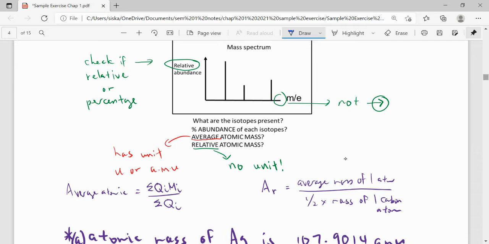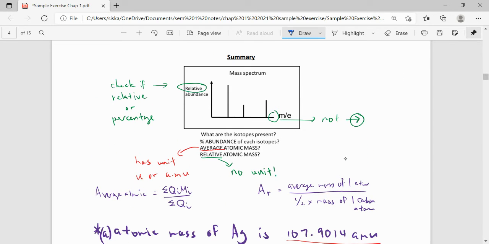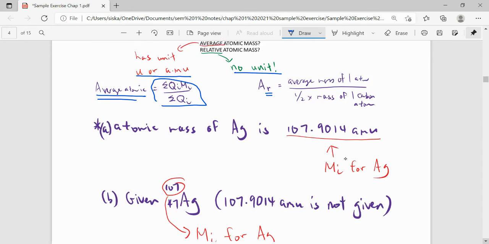Okay, summary. You must know how to draw the mass spectrum and check the y-axis. And then for the mass per charge, remember there will be no arrow. Then for average atomic mass, remember it has a unit and you must use the formula. And for relative atomic mass, there will be no unit for the final answer and you can use Ar. But for average atomic mass, don't use Ar.